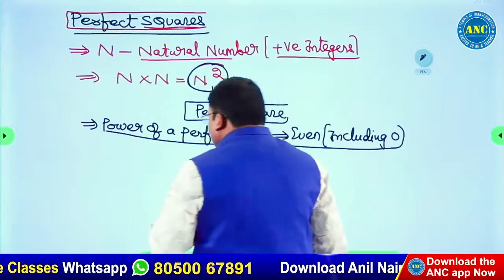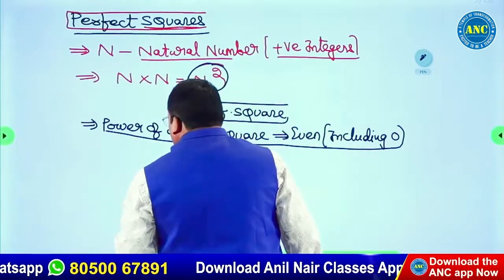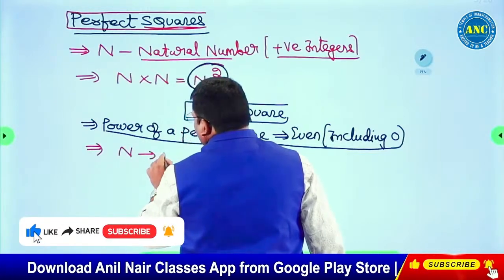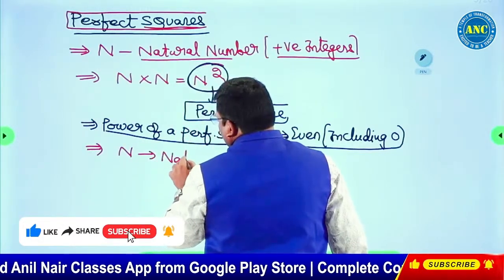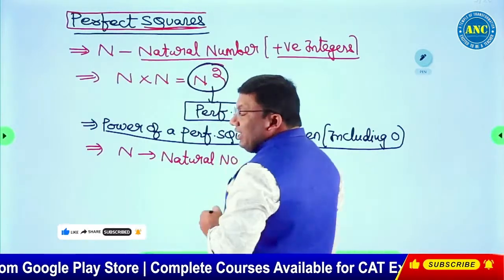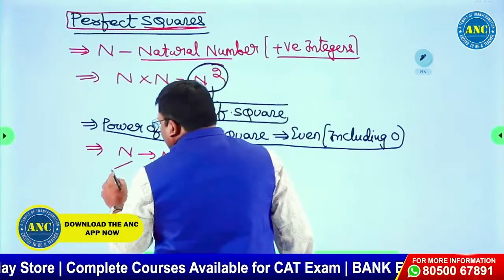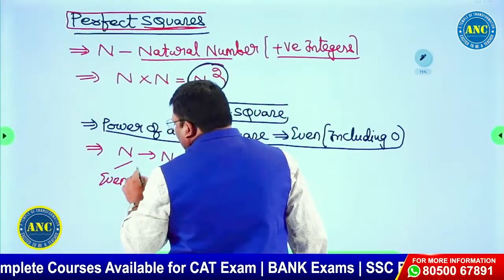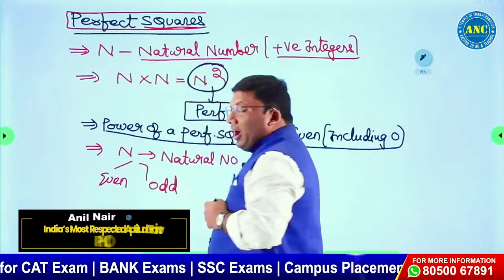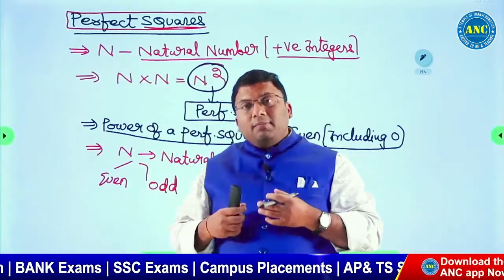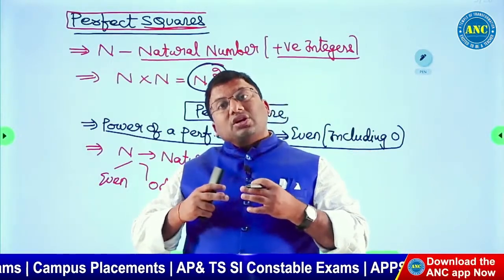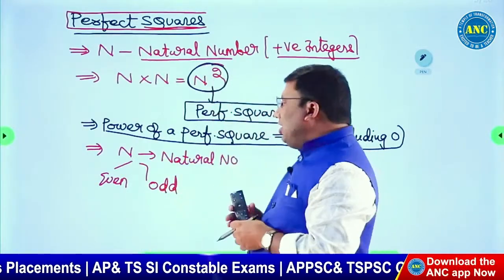Now what did I say? That n is a natural number. I took that for another important property. When I say n is a natural number, n can be either an even number or an odd number. Any number which is divisible by 2 is an even number. Any number which is not divisible by 2 is an odd number.